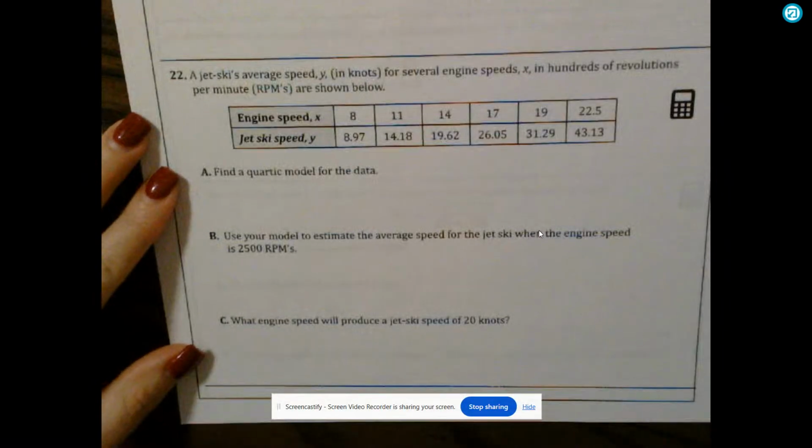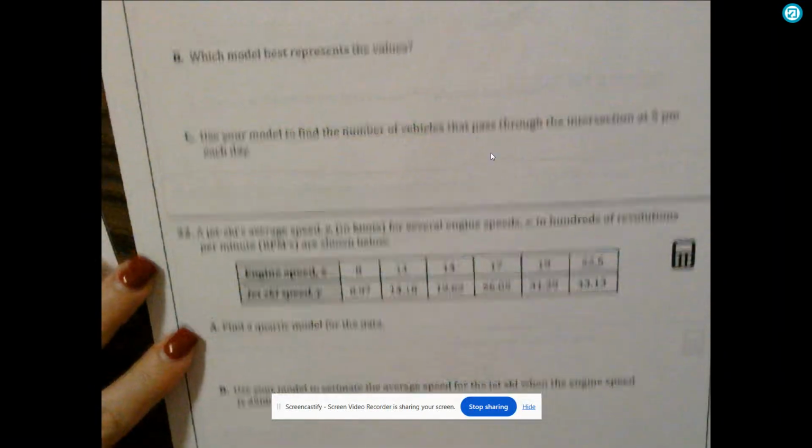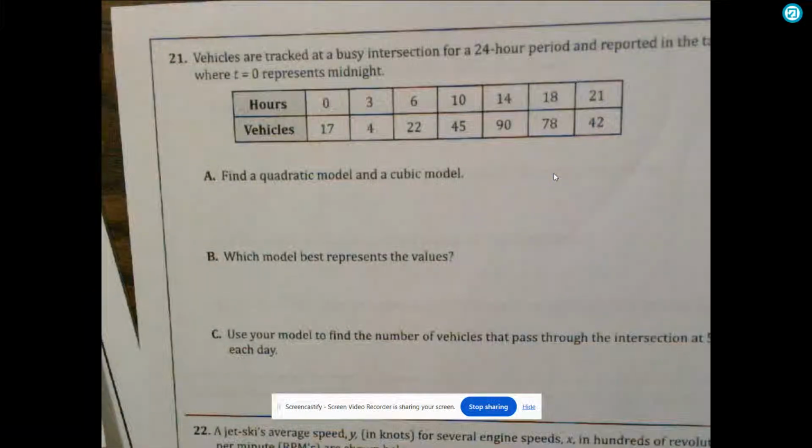Calculator on both of these. I do already have these typed in to my Desmos. So let's talk about that. I messed up my camera. Messing with the dog.